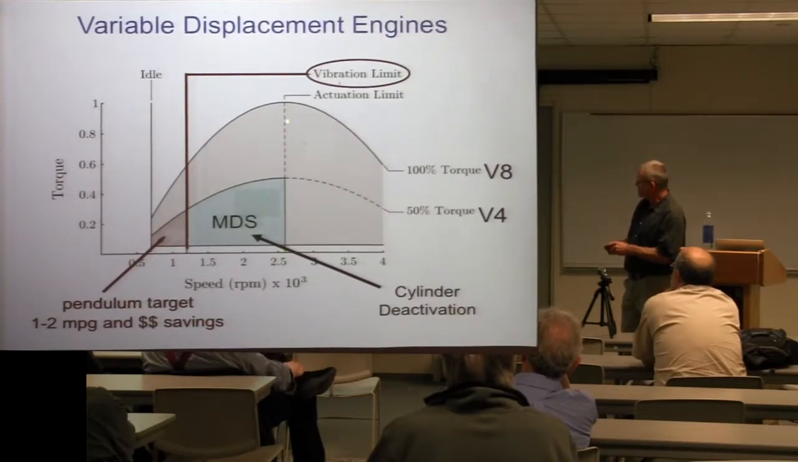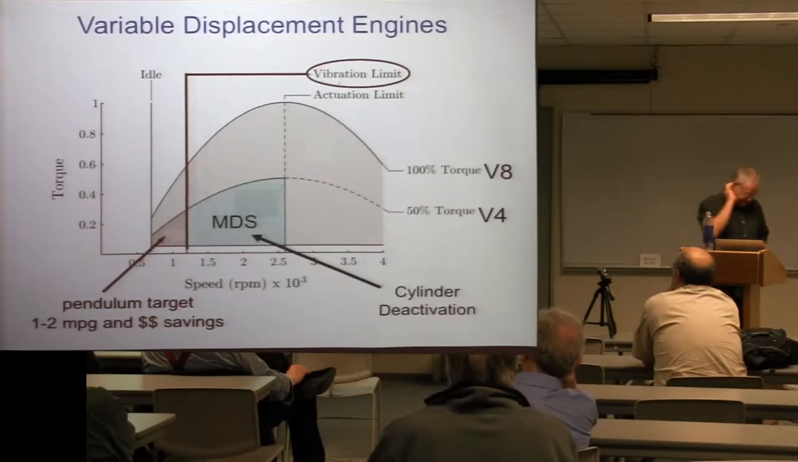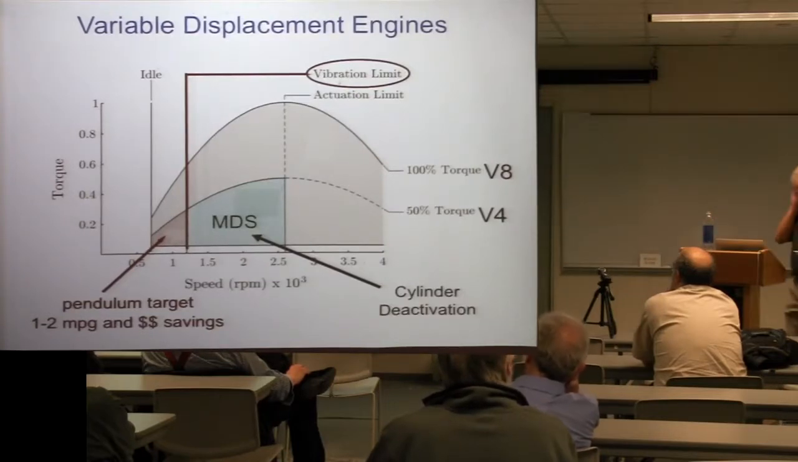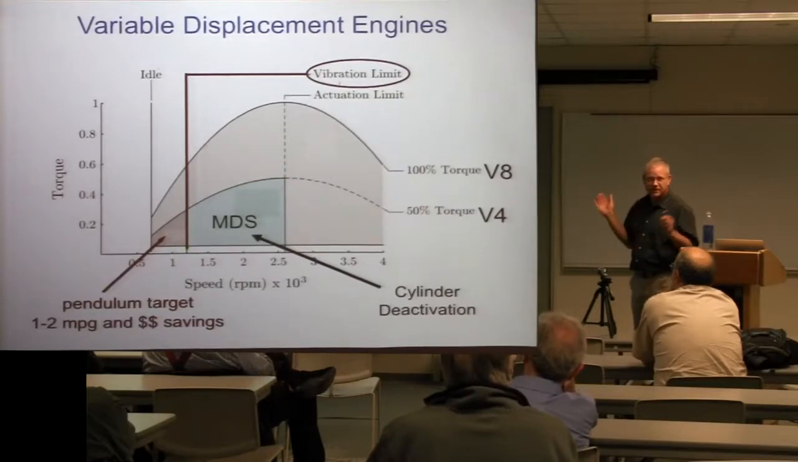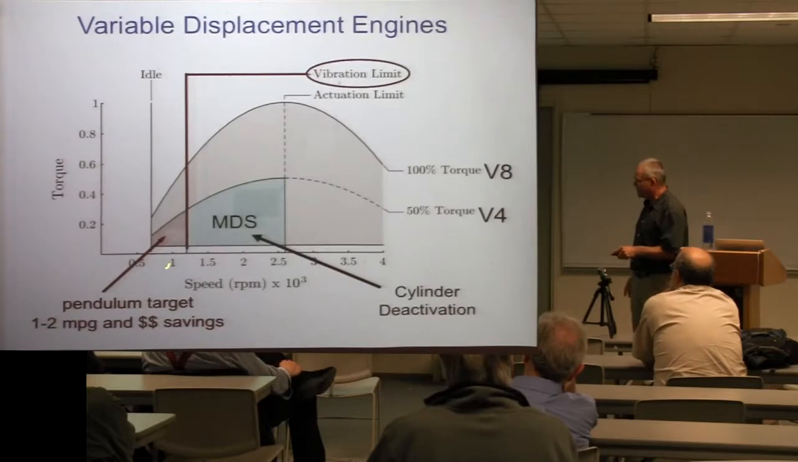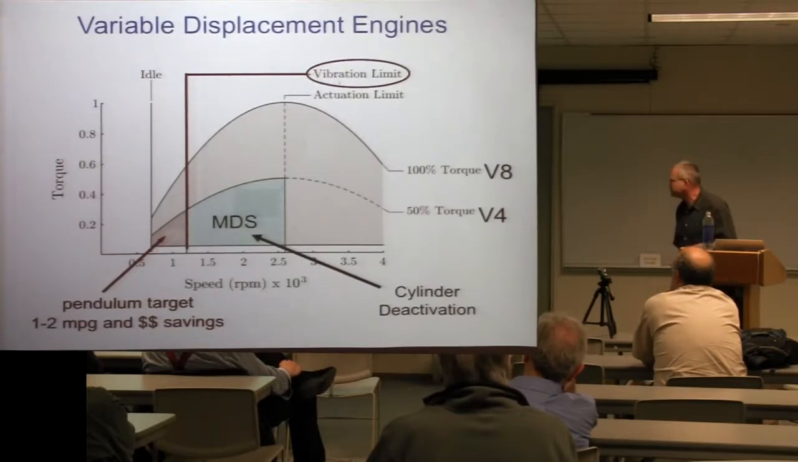There's a bandwidth on the actuation limit, how fast you can activate and deactivate cylinders. So if you're running really fast, you still have to stay in V8 mode. And at the low end, this thing is deactivated purely because of a vibration limit. So for example, the Honda Odyssey minivan will not go below, I think it's 1200 RPM. As soon as you're sitting in a light idle, it's in full cylinder mode, purely because of vibration. But you can get a couple miles per gallon if you can get down in this range.